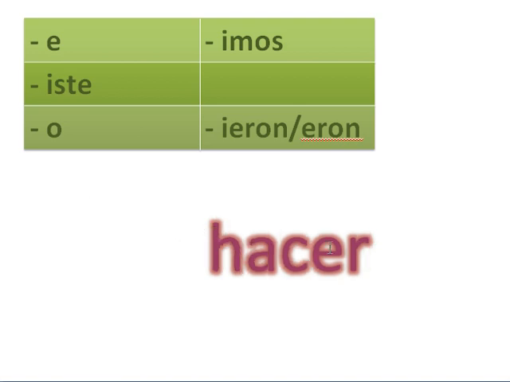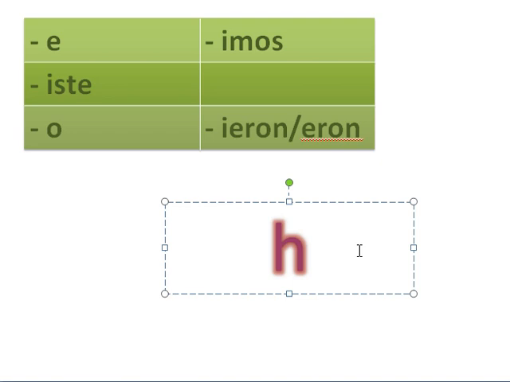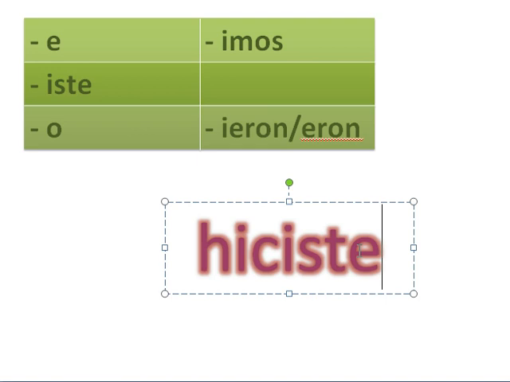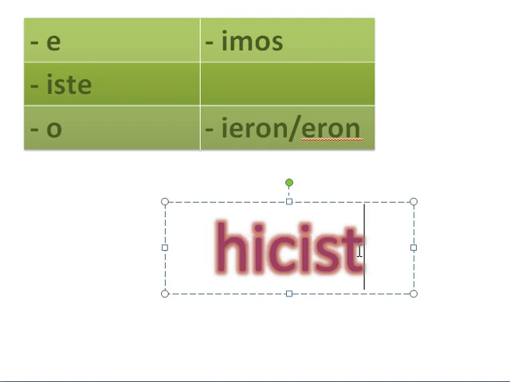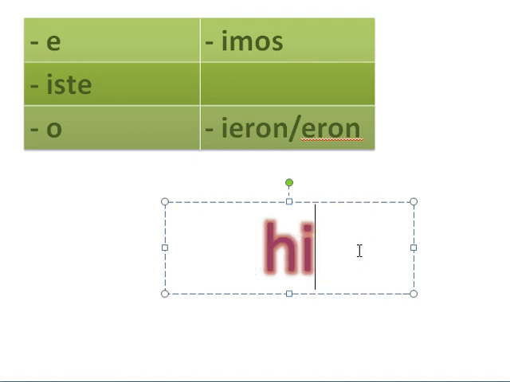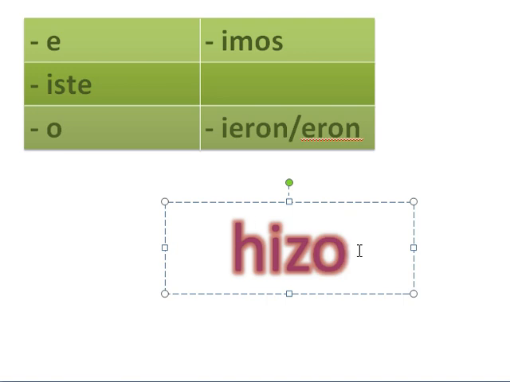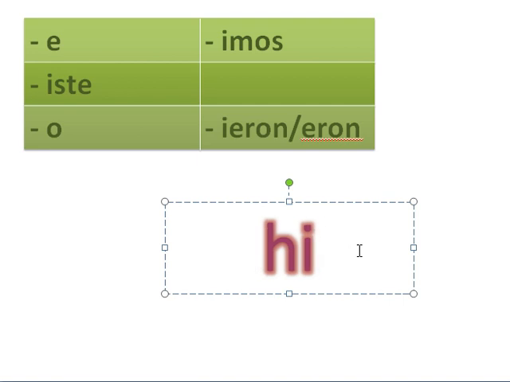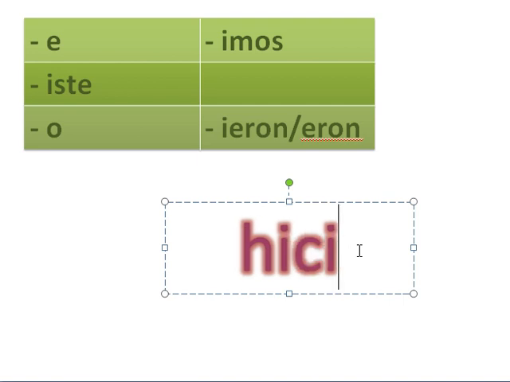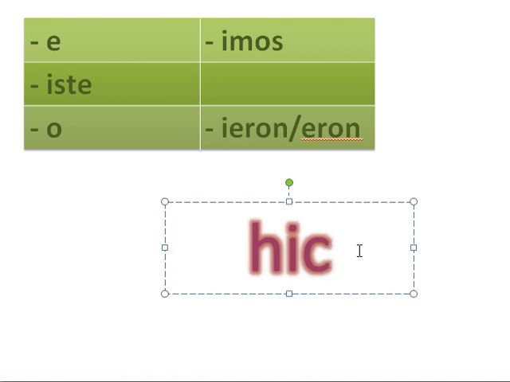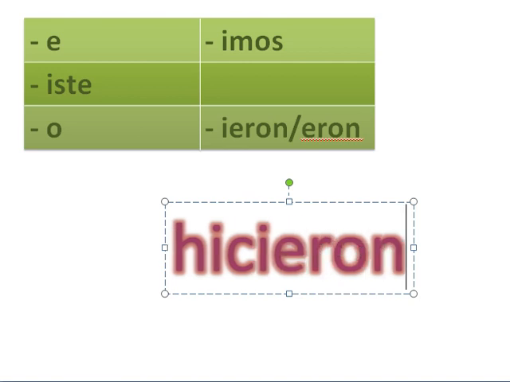For example, hacer is different. Now, our beginning change will be hic. Yo hice, tú hiciste. But for the él, ella, usted form, you have to watch out, because in this form you have to change the c into a z. Él hizo. The reason is that hiço just looks plain weird and sounds pretty weird. I'm not even sure how you say that. And everything else goes back to a c. So it's only for the él, ella, usted form. Nosotros hicimos and ellos hicieron.